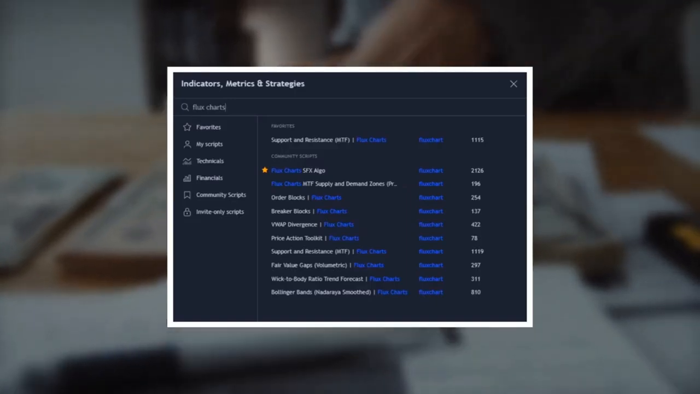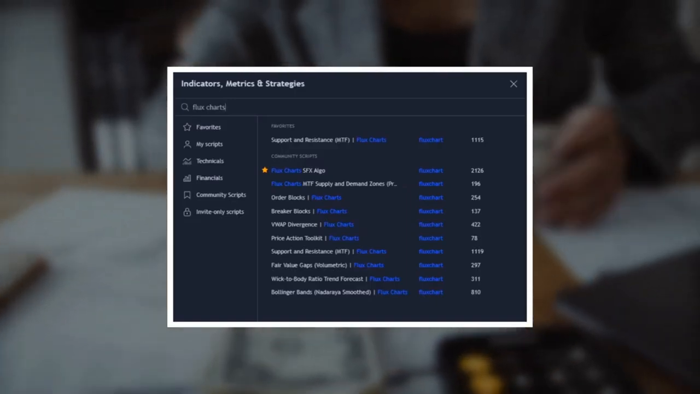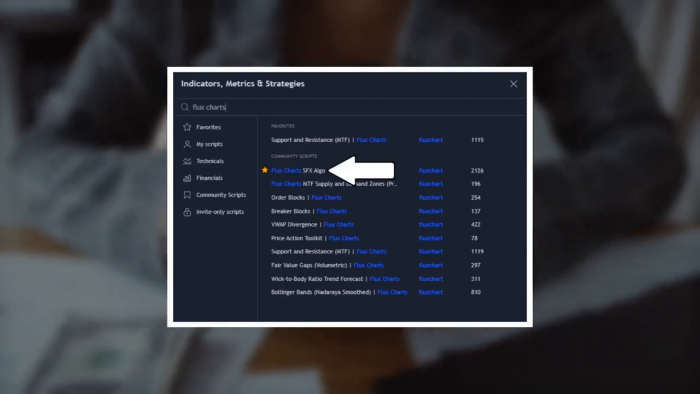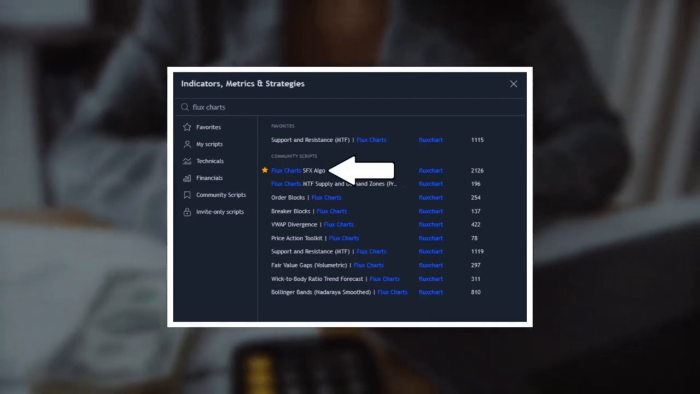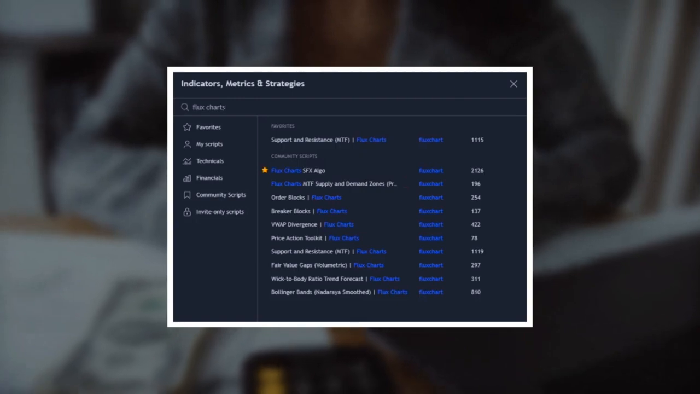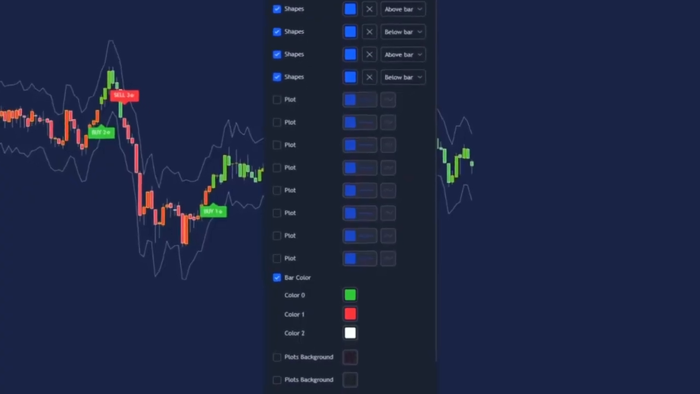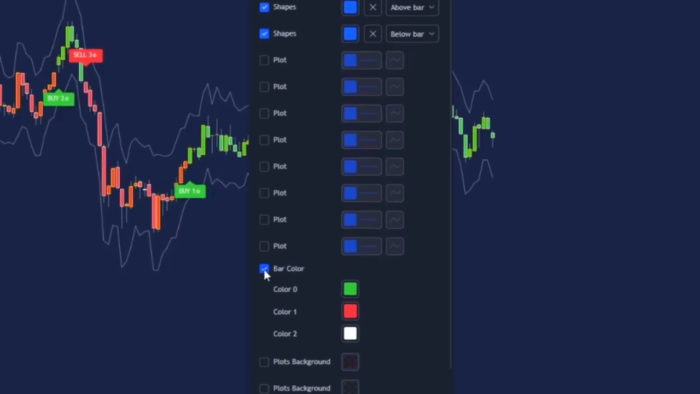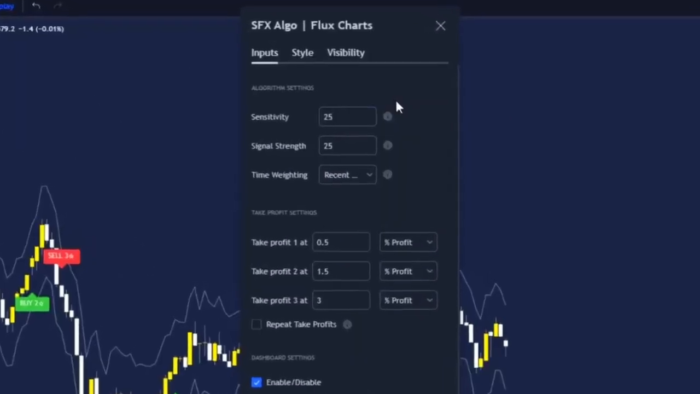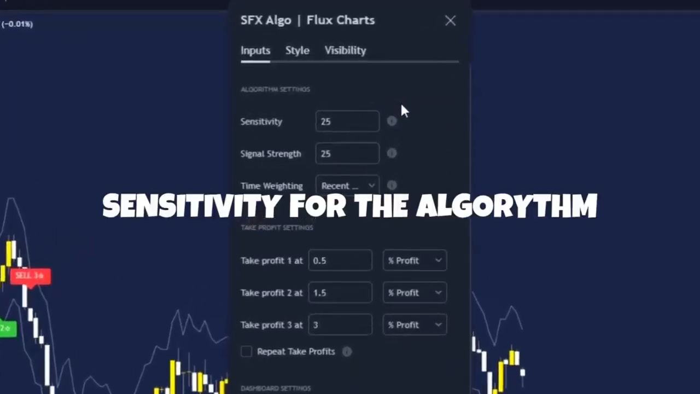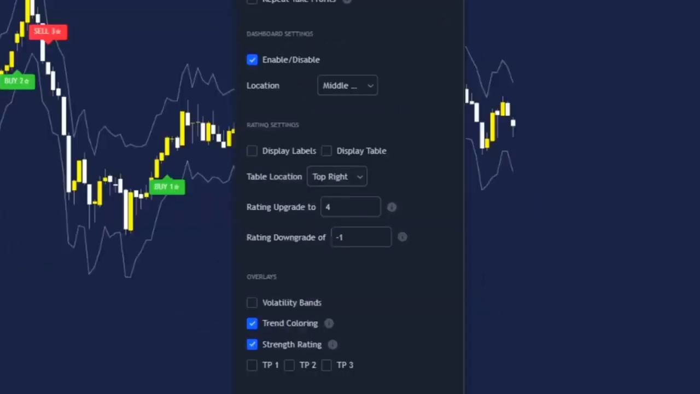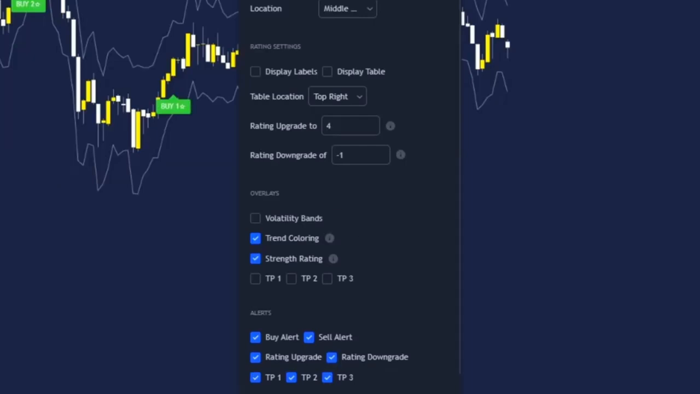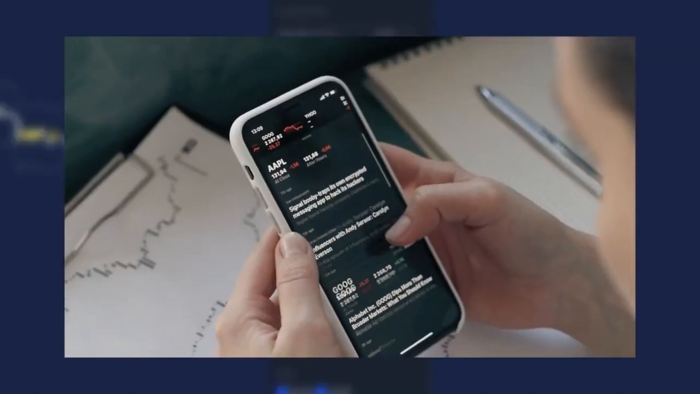Click on indicators again and type in Flux Charts, and we will be adding the Flux Charts SFX Algo by, you guessed it, Flux Charts. Click this once and then we're going to change some of the settings. For the style section, I have removed the bar colors. And then on the inputs, I have changed the sensitivity for the algorithm to 25. I've then turned off the display labels and display table, turned off volatility bands, and finally turned off TP1, TP2 and TP3.